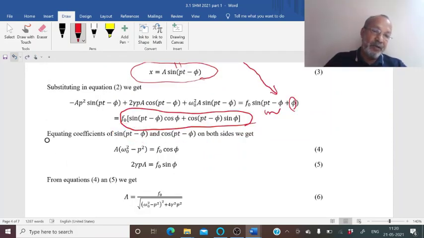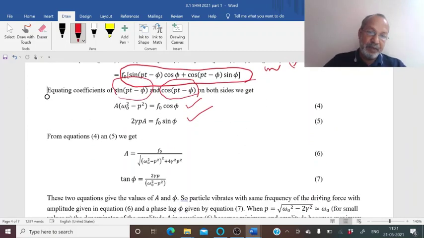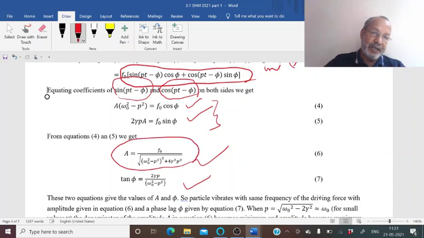Now let us compare the coefficients of sin(pt minus phi) on the LHS and RHS. Then we will get this equation. If you compare the coefficients of cos(pt minus phi) on LHS and RHS, then you will get the second equation, from which we can solve for A and phi. In this way, the first equation is obtained by squaring and adding these equations. Then we will get cos square phi plus sin square phi on the right hand side, which can be taken as 1. So phi is eliminated, from which you can solve for A, and you will obtain A like this.